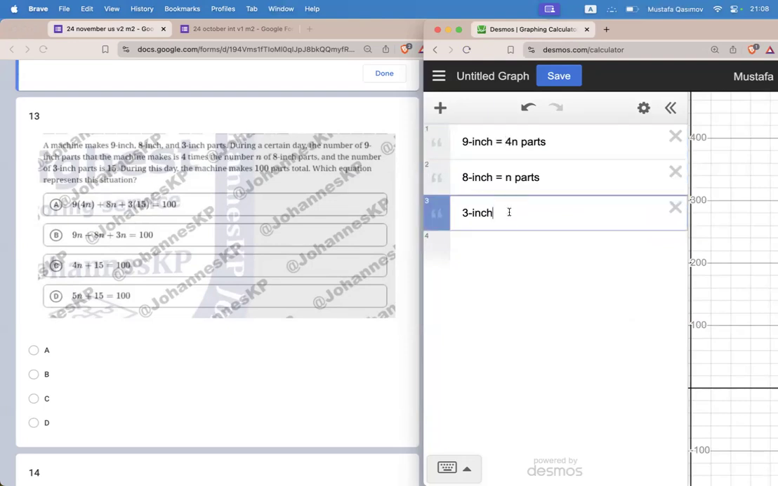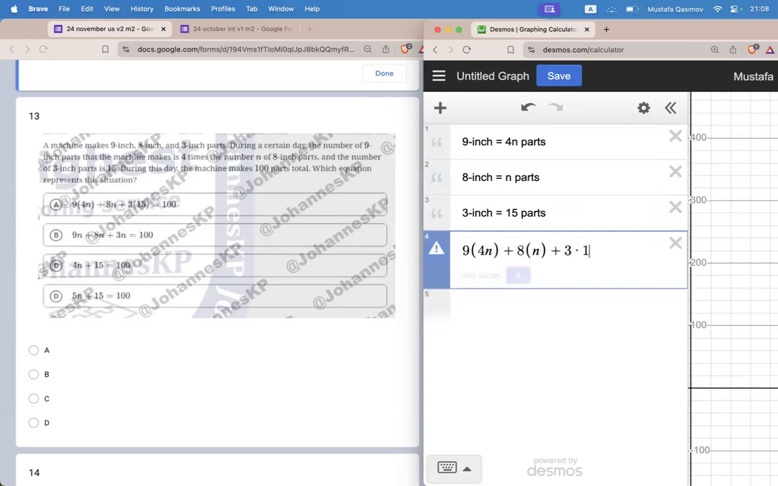Then it says that we have 15 3-inch parts. If we write it like this, 9 multiplied by 4n plus 8 multiplied by n plus 3 multiplied by 15, it will be a little bit different, because that one would show you the total number of inches. So that's why it is not correct. It has to be number of parts, not inches.